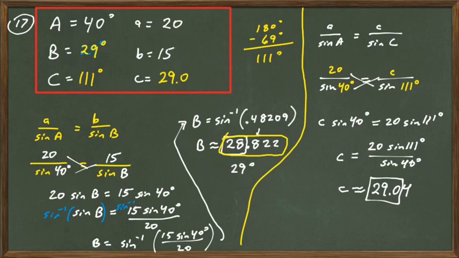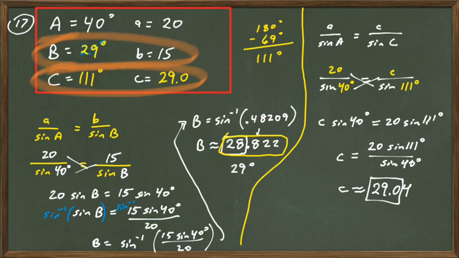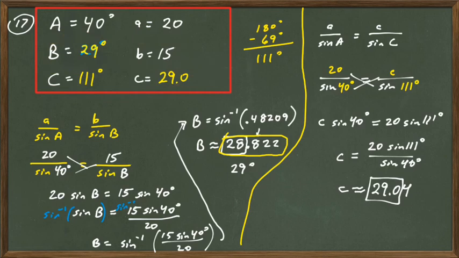What's the biggest angle? Is it opposite the biggest side? Smallest angle, is it opposite the smallest side? So it looks like we have this correct.